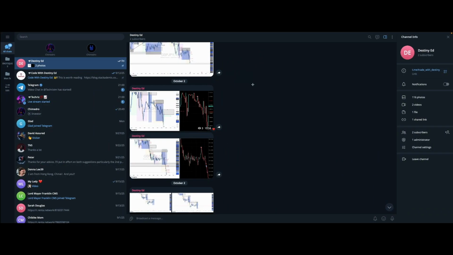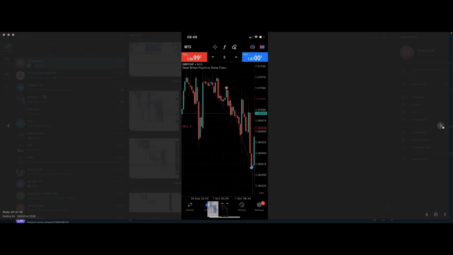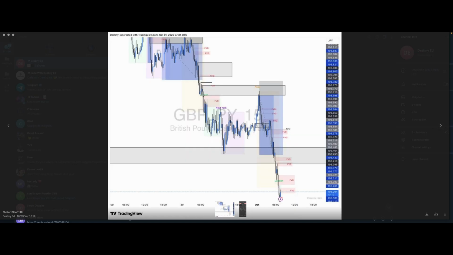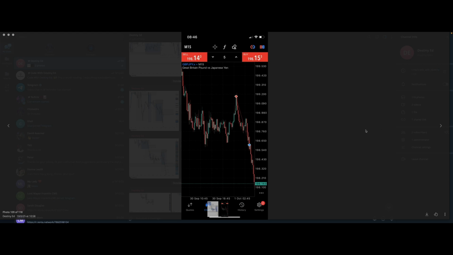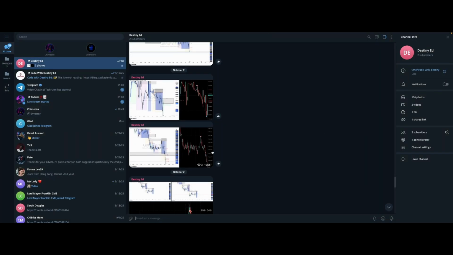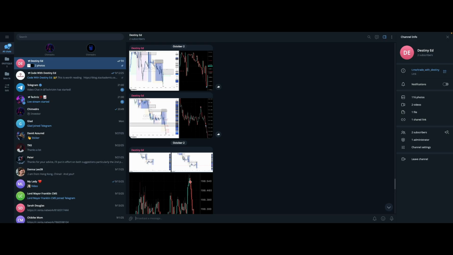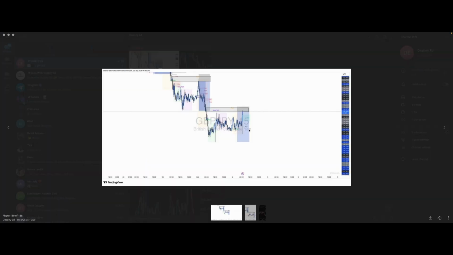I also dropped the trade on my Telegram channel. You can see here, this was the trade. No, this is not it. This was another trade. Nope. Let me see if I can get that trade. Yeah, I think this was it. Yeah, this was it. You can see the order block.